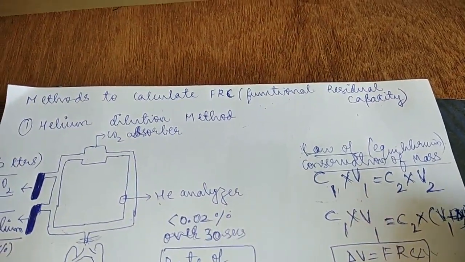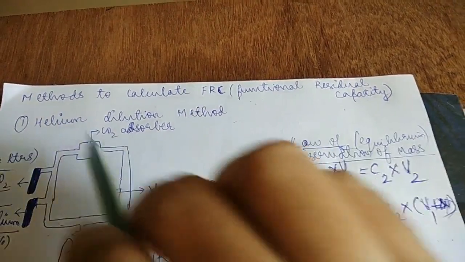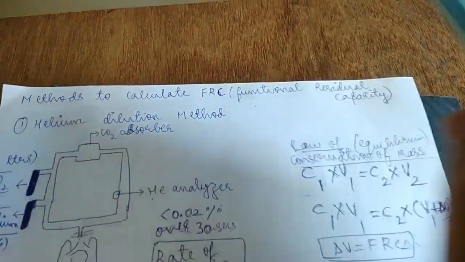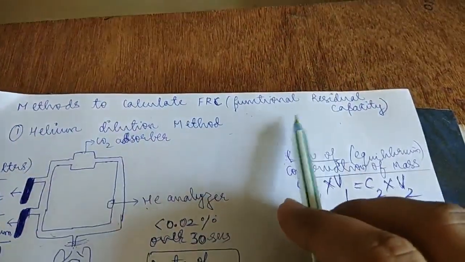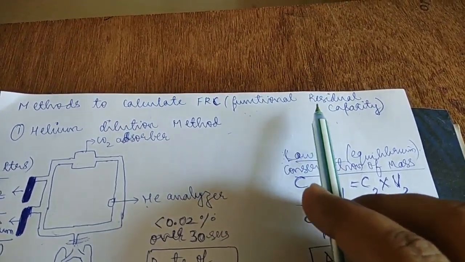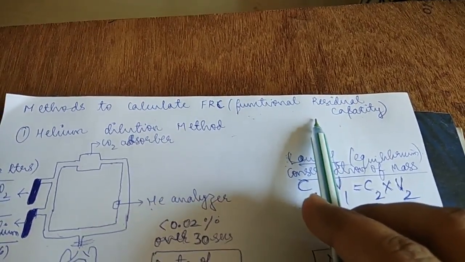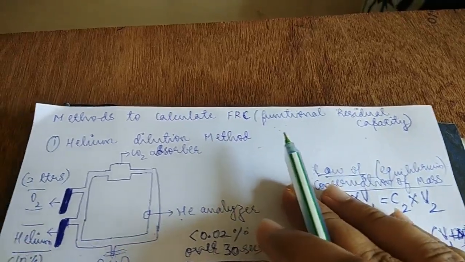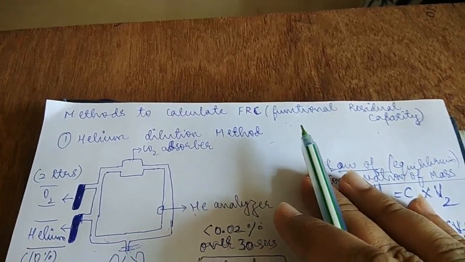Hi everybody, in this video we are going to learn the methods to calculate the functional residual capacity. Functional residual capacity is the volume of air in the lungs after the end tidal expiration. So how do we calculate it? We have three methods, we will go one by one.